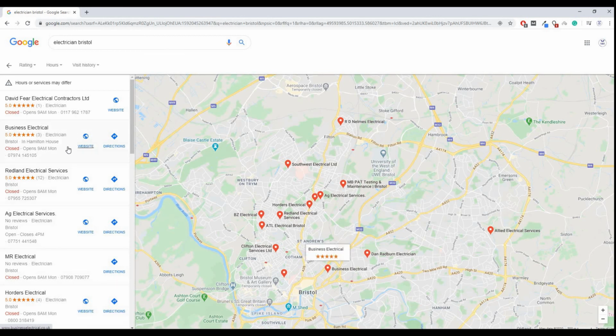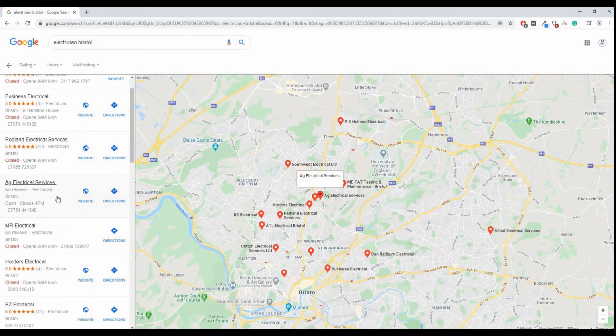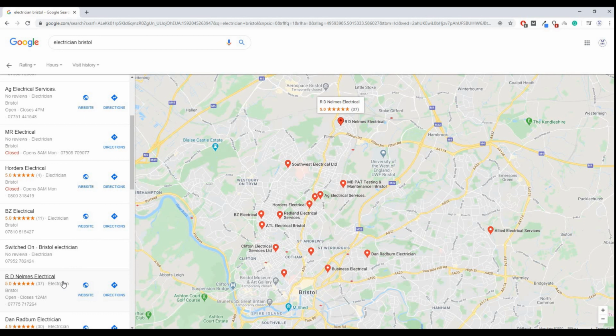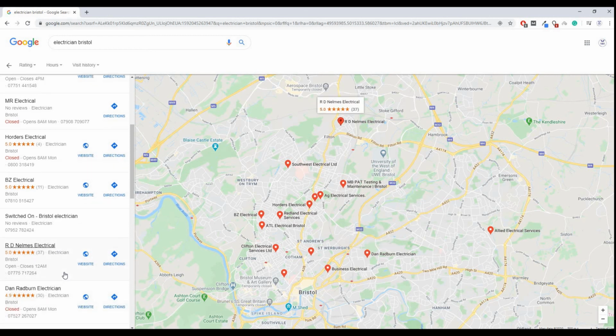Now, if we were to click more businesses, we can see all of the other electricians based around Bristol based on Google's ranking. We can see the top 3 there, but we can also scroll down and see that there are places like AG Electrical Services and MR Electrical who have no reviews whatsoever, but rank really quite high. They're not in the top 3, but they're in the top 5. And that's because they're incredibly close to where I currently am. Places like RD Nelms Electrical and the one below, Dan Radburn Electrical, even though they've got well over 30 reviews each, it's not put them incredibly high up the rankings, simply because they aren't as close as other listings to me. And that's where distance plays a factor.